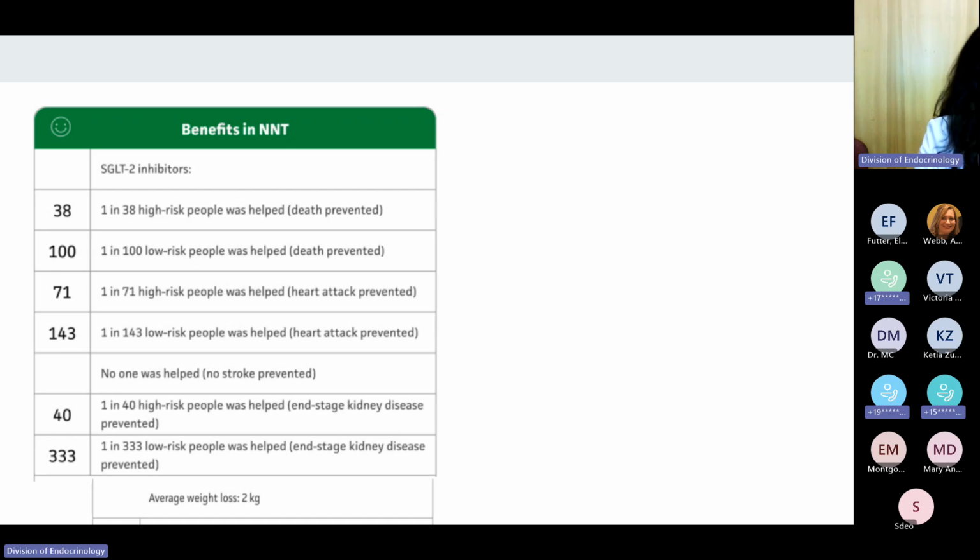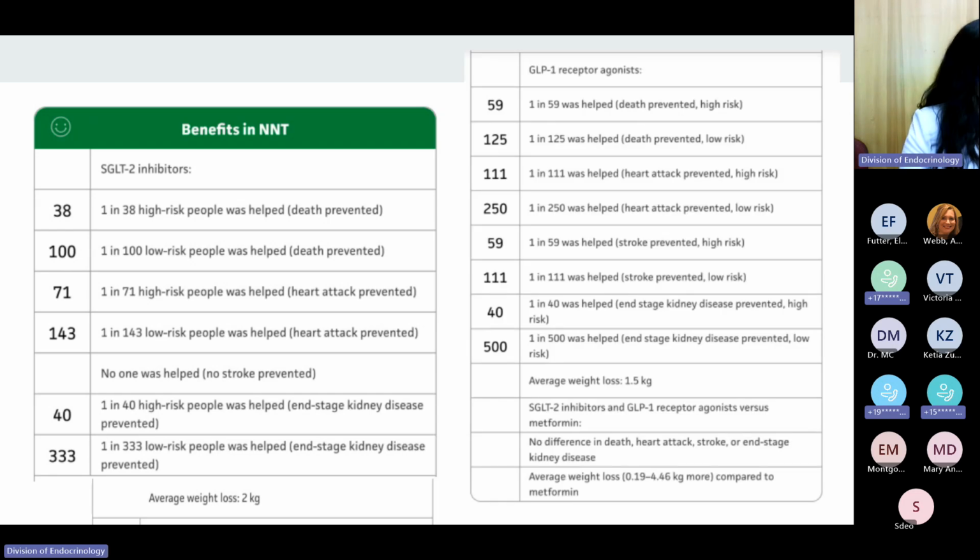And then average weight loss for SGLT2 inhibitors was 2 kilograms in the trials that they examined. And it shows you all the references and what studies they did involve. So if you're wondering if there's newer stuff that maybe they didn't include in there, take it with a grain of salt, but it will show you everything transparently on the website. GLP-1 receptor agonist, same thing. It's going to tell you all of these things. So high-risk patients, 1 in 59 is the number to prevent death. Low-risk patients, it's 1 in 125, etc. Average weight loss, 1.5 kilograms on the bottom.